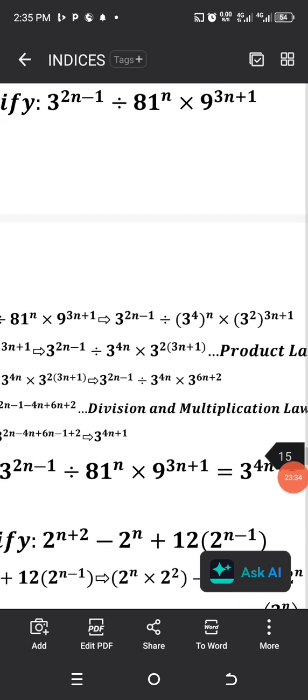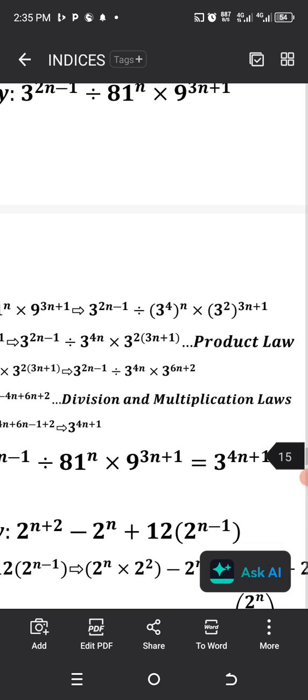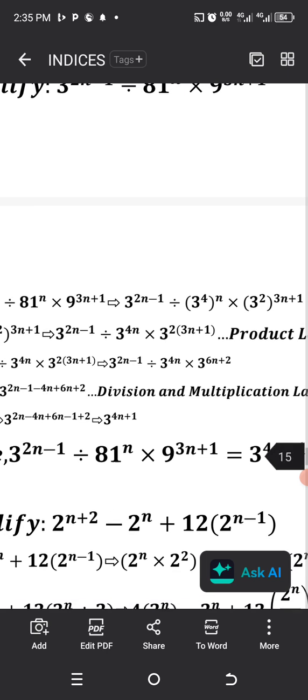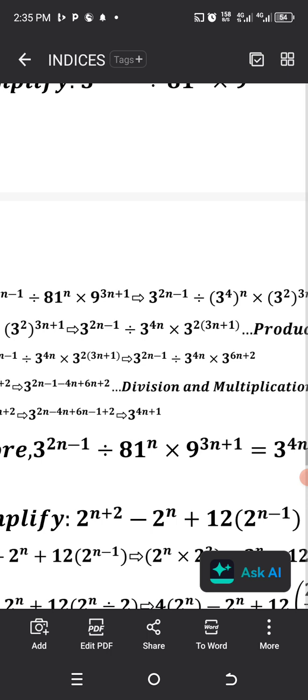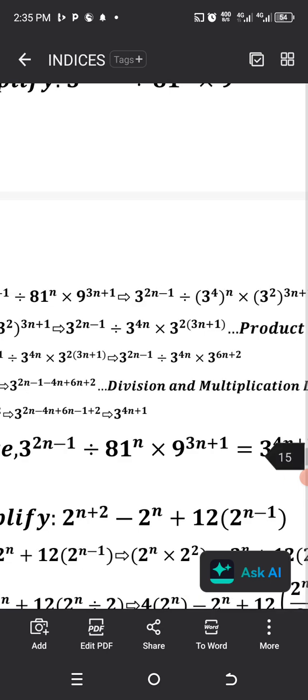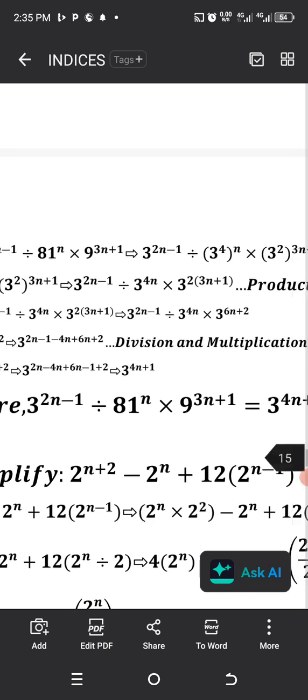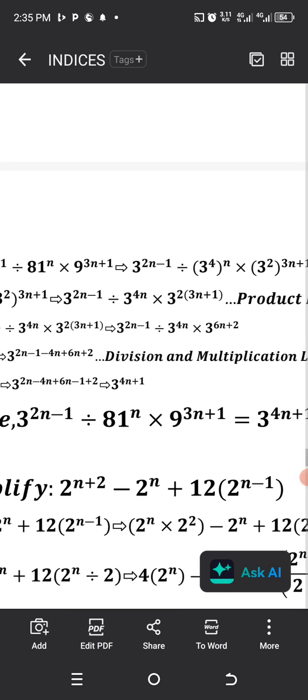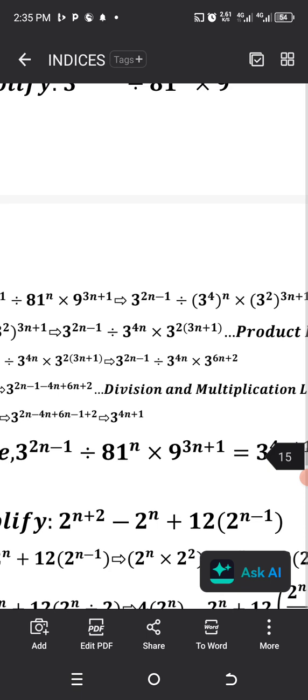So after that, once they are now having a constant base, you apply the product law before applying the multiplication law. Applying the product law, you see that I did not touch that 3 raised to power 2n minus 1 divided by 3 raised to power 4n multiplied by 3 raised to power 2, everything inside parentheses 3n plus 1. In the next line, I've brought out the 4 inside that parenthesis, which is 3 raised to power 4n.